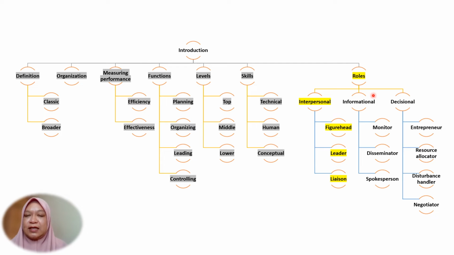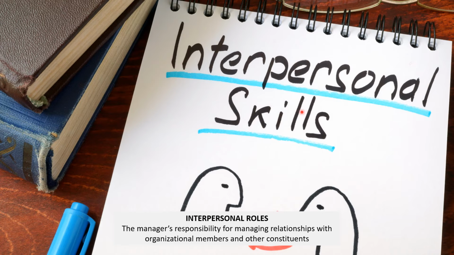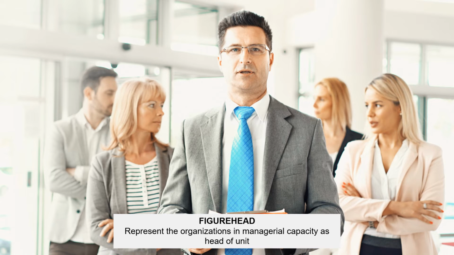Okay, so let's see the interpersonal role. Under the interpersonal role, we have three types of role: figurehead, leader, and also liaison. The first one is interpersonal skills, the manager's responsibility for managing relationships with organizational members and other constituents. Interpersonal skills mean your ability to communicate and have relations between people, because it is interpersonal. So the first one under the interpersonal role is the role of figurehead.